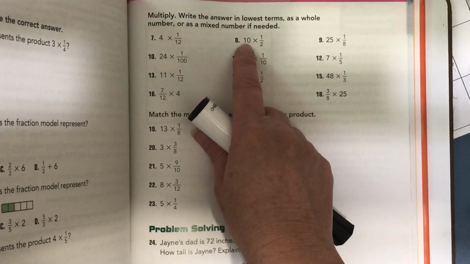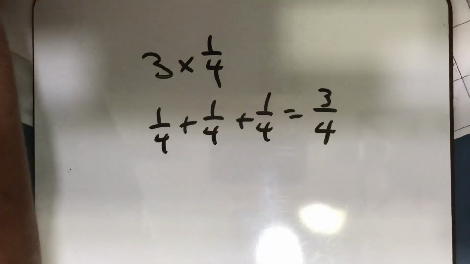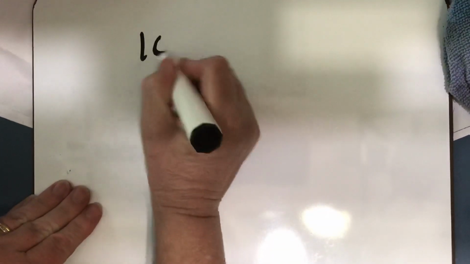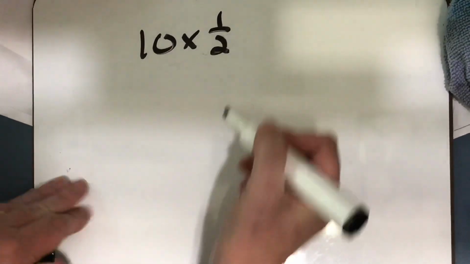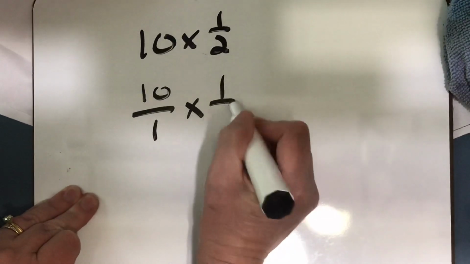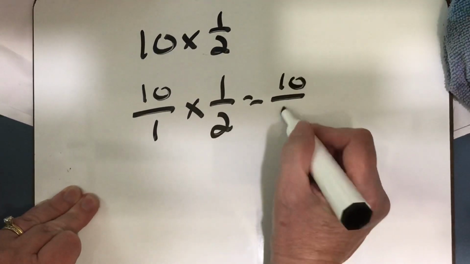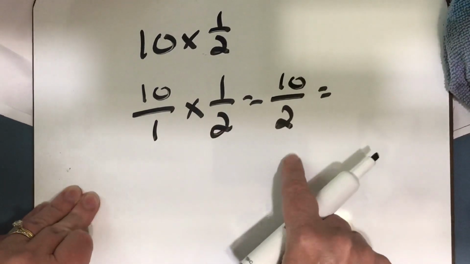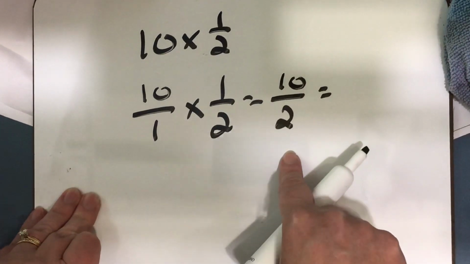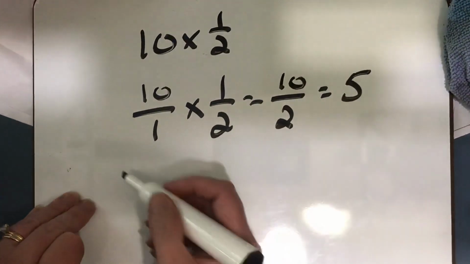So let's look at number 8. 10 times 1/2. Remember, I rewrite my whole number as a fraction, 10 over 1 times 1/2. And I multiply 10 times 1 equals 10, 1 times 2 equals 2. I cannot leave it as an improper fraction, so I have to change it to a whole number. 10 divided by 2 equals 5. Okay, that was number 8.